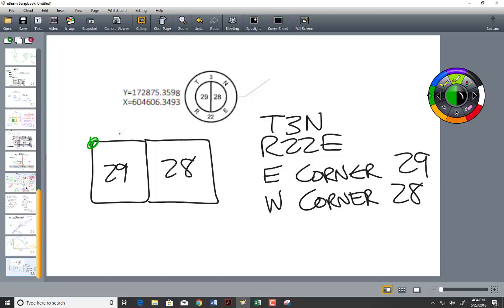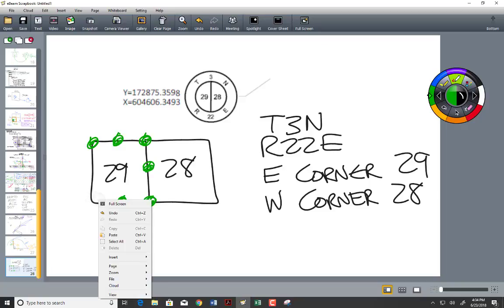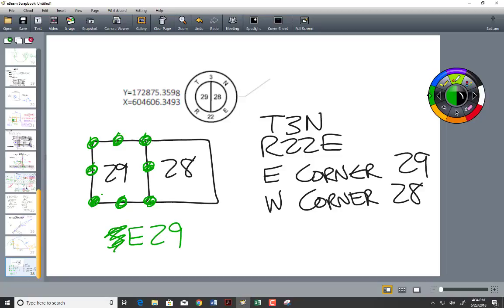northwest, north, northeast of 29, east of 29, southeast of 29, south of 29, southwest of 29, and west of 29. I see. So this is the east corner of 29. Or I have the northwest of 28, the north of 28, the northeast of 28, the east of 28, the southeast of 28, the south of 28, the southwest of 28, or the west of 28. Cool. I see what you're going for.